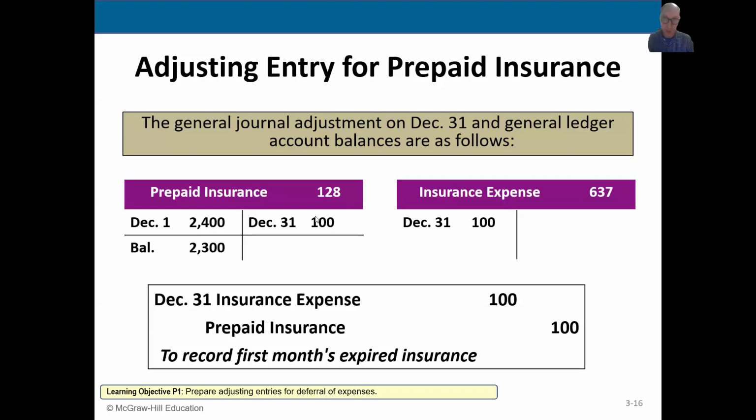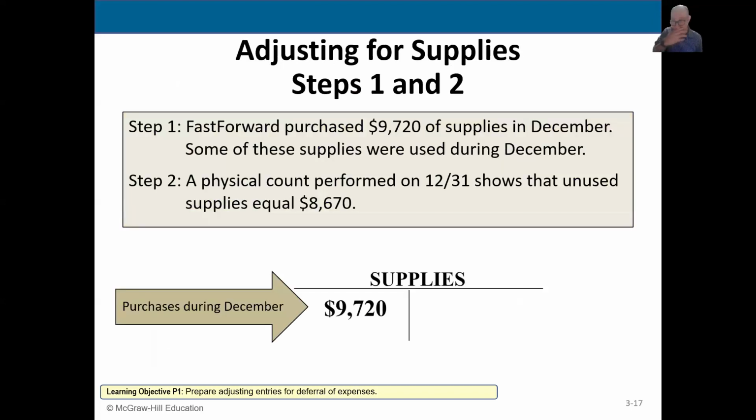Excellent. Very well done. Let's look at another type of adjusting entry, and this one's for supplies. Supplies adjusting entry, this is going to be another deferred expense, right? So here we have an example.